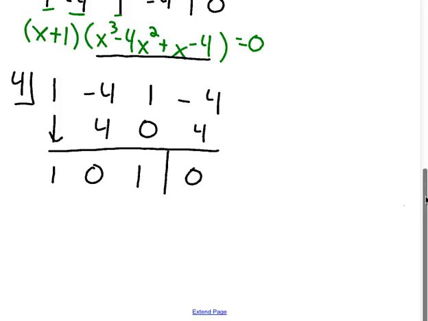And once again, I know that I did the right work because I'm getting a 0 as a remainder, and I knew that I should be getting that. So now let's look at what we have. Well, now we still have that.